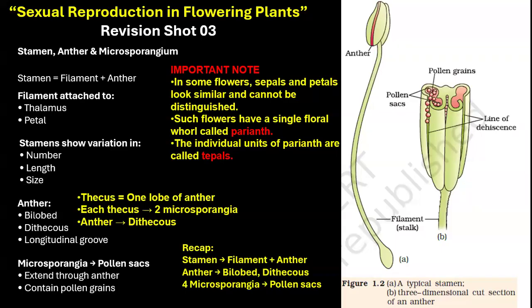Hello students, this is the revision short third of sexual reproduction in flowering plants. Now this topic is diagram based and it's very scoring. In 2 minutes let us revise the structure of stamen and the anther, exactly what is written in the NCERT.